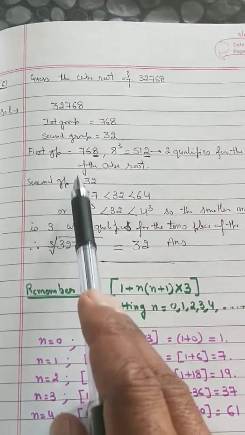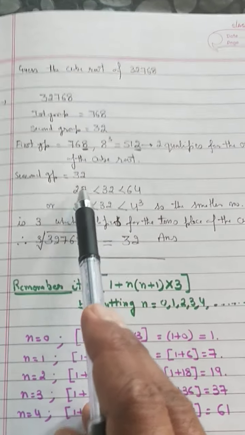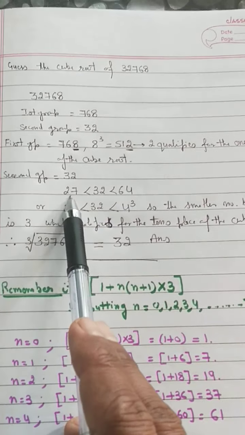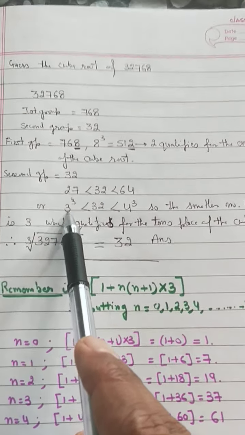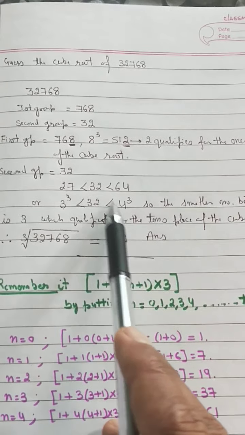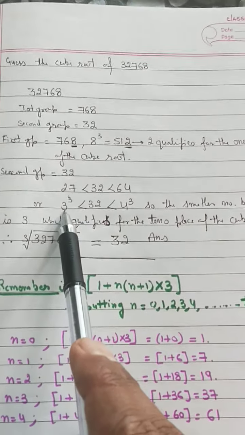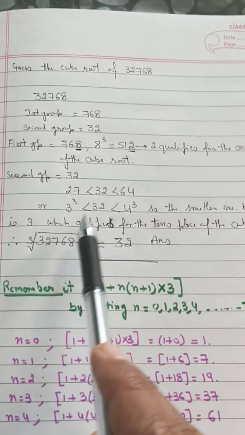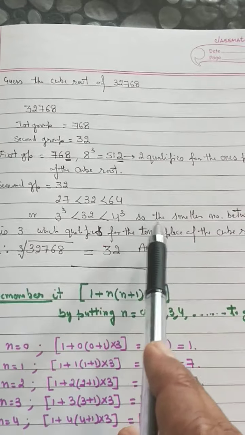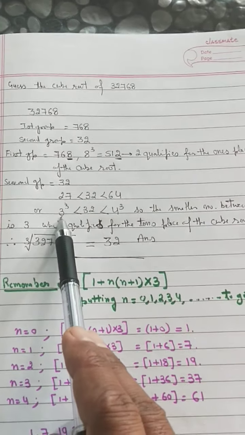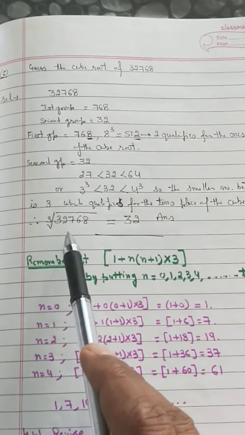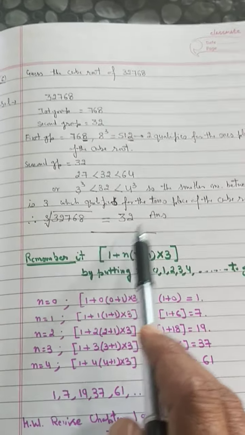Now go for the tens place. The second group is 32. Here 27 is less than 32, which is less than 64. 27 is the cube of 3, it is less than 32, and 64 is the cube of 4, it is greater than 32. So 27 is less than 32 is less than 64. The smaller number between 3 and 4 is 3. So this 3 qualifies for the tens place of the cube root of the given number. Therefore, the cube root of 32,768 is equal to 32.